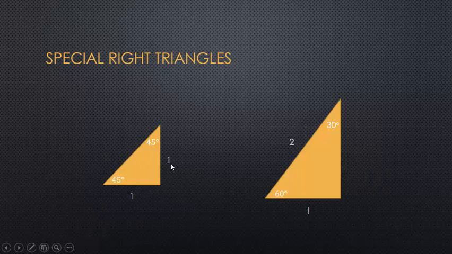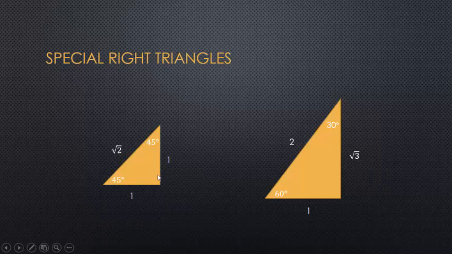So hopefully you used the Pythagorean theorem. You might have found that 1 squared plus 1 squared was equal to the missing side squared. So that tells us that 2 is equal to the missing side squared, and you should have gotten that the hypotenuse is the square root of 2. On the second triangle, 1 squared plus x squared is equal to 2 squared, so 4. You get that x squared is equal to 3, so that x should have been the square root of 3.